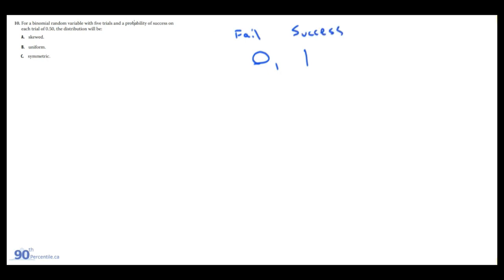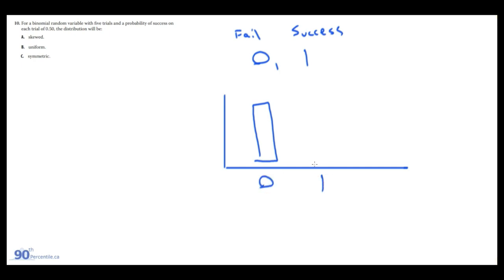So if there's 5 trials here and the probability of success on each trial is 0.5, if you were to draw the graph again of the probability function, this would be fail, this is success. Both of them are going to have a probability of 0.5. So the distribution is symmetric because this is identical to this.